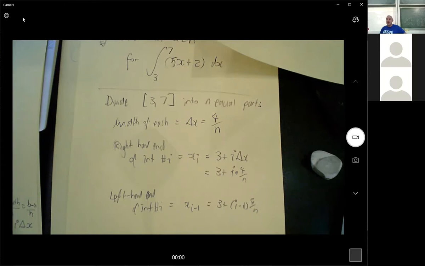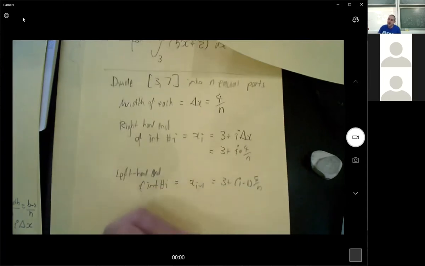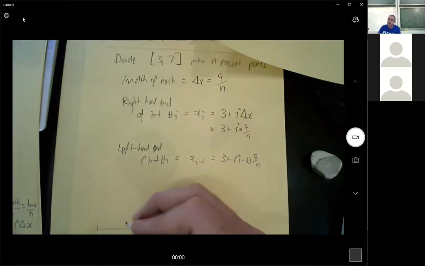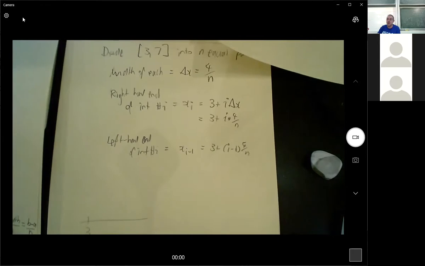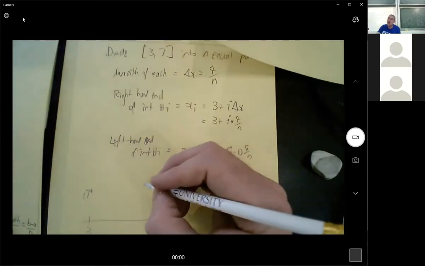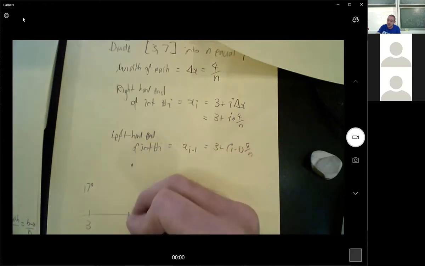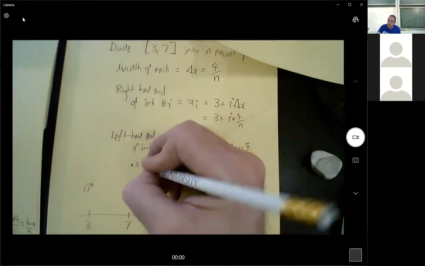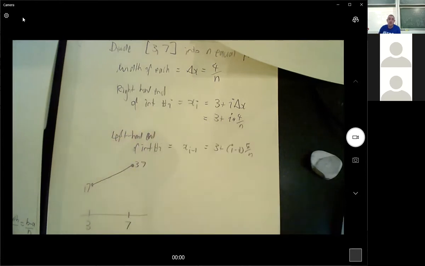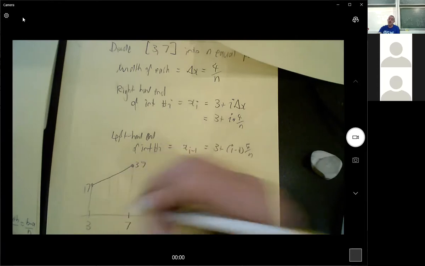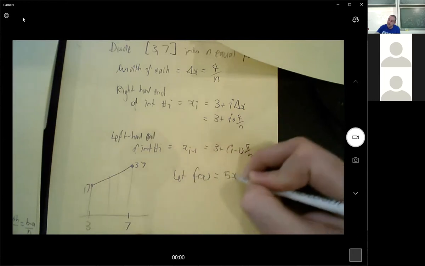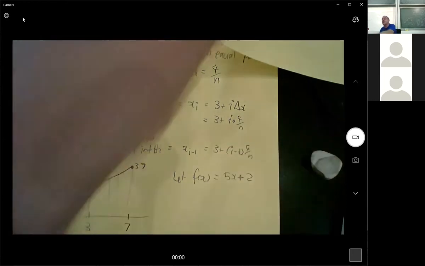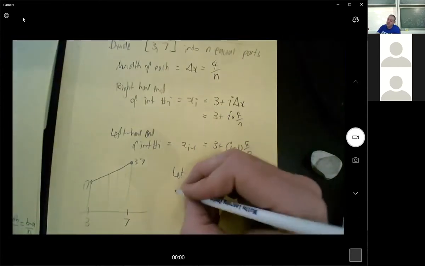Nothing else to do. Now I have to decide where the maximum and minimum is on each interval. So I'm now going to draw a quick sketch of my function. 5x plus 2, 3 times 5 would be 15 plus 2 is 17. And it's increasing because the slope is 5. That's what my graph looks like. It's an increasing function. I'm going to say let f of x be 5x plus 2 because it wasn't actually stated in the original problem, so I might as well give it a name. And then this is increasing.